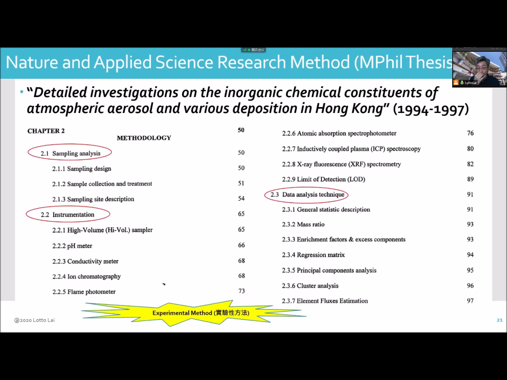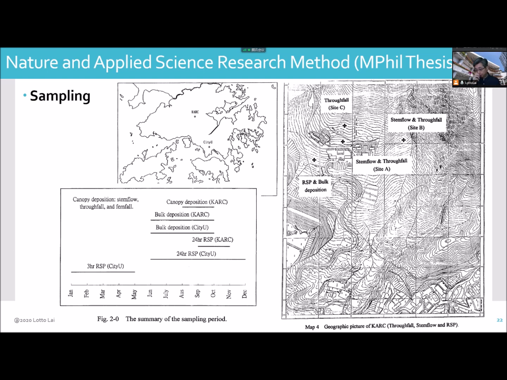So now I would like to share my MPhil research study. Then define your research methodology approach, and I used the experimental method to define the sampling, instrumentation, and data analysis technique. This is a sampling map showing the schedule and location, in the Agricultural Research Center, and here is my sampling location.